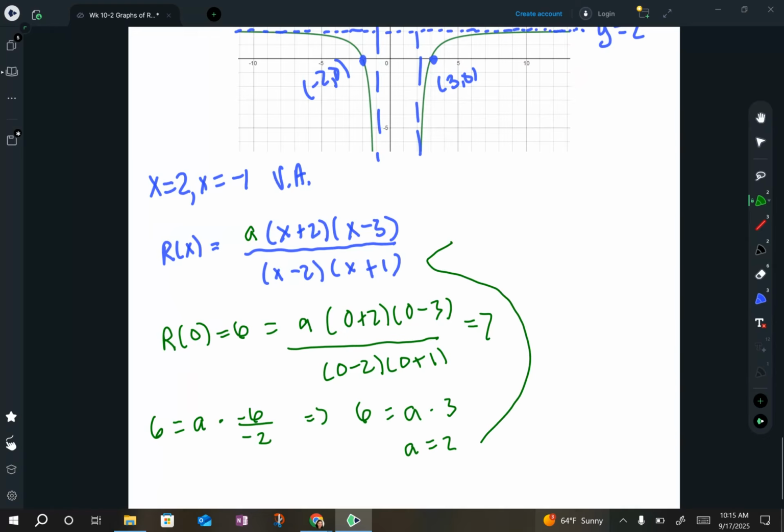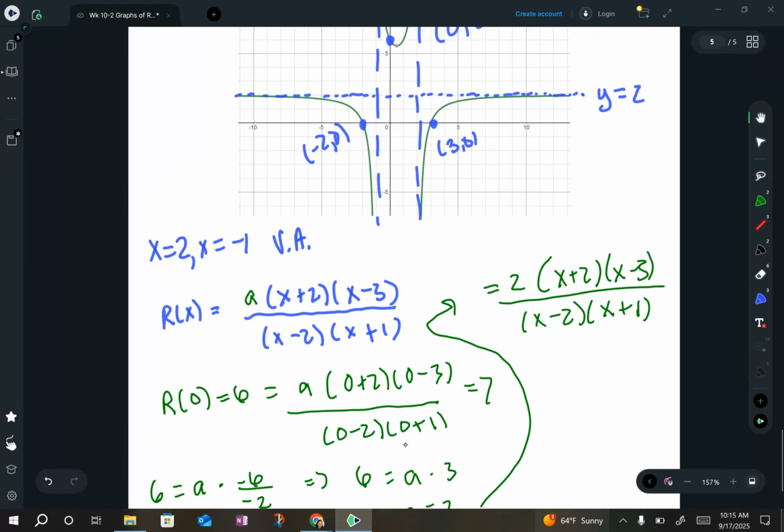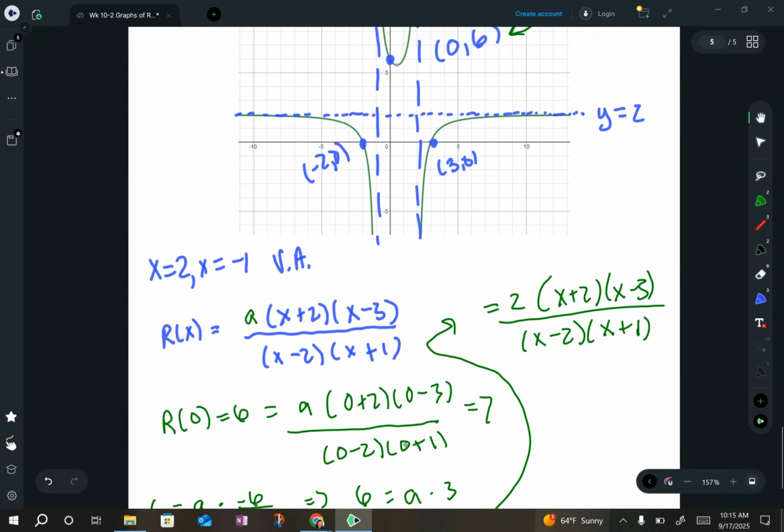So I can come back up here to my rational function and write 2(x + 2)(x - 3) over (x - 2)(x + 1). That solves the problem of matching the vertical intercept, but it also solves the problem with my horizontal asymptote, because we can see the ratio of the leading coefficients. The denominator's is 1, if nothing is written down, right? The ratio of the leading coefficients is 2 to 1, which is exactly what we have as our horizontal asymptote of y equals 2, because the degree of both of these is 2. So we found the function for that graph, and that's the last of this video.